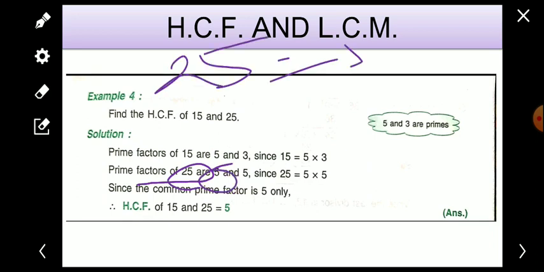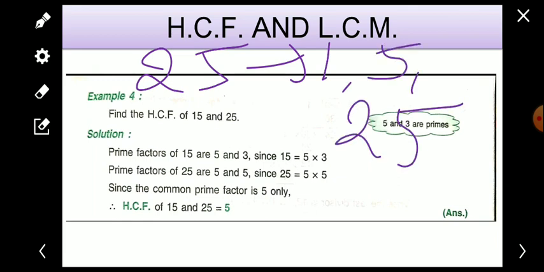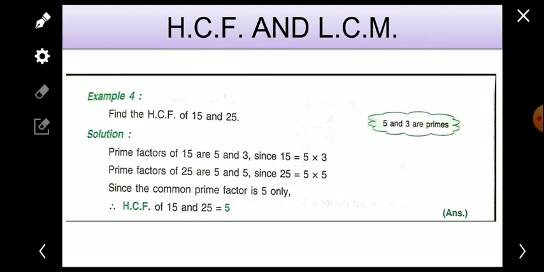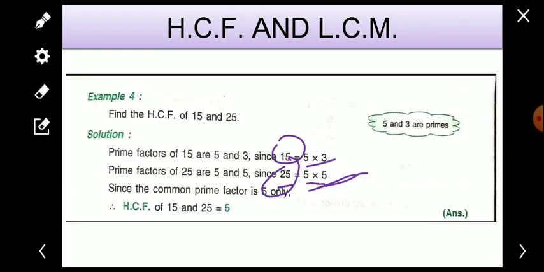25 can be divided by 1, 5 and 25. Among these, 5 is the prime factor. So in terms of prime factors, 25 is equal to 5 into 5. So the first step we have done, that we have written the numbers in the form of prime factors. Now the second step is to select the common prime factors.